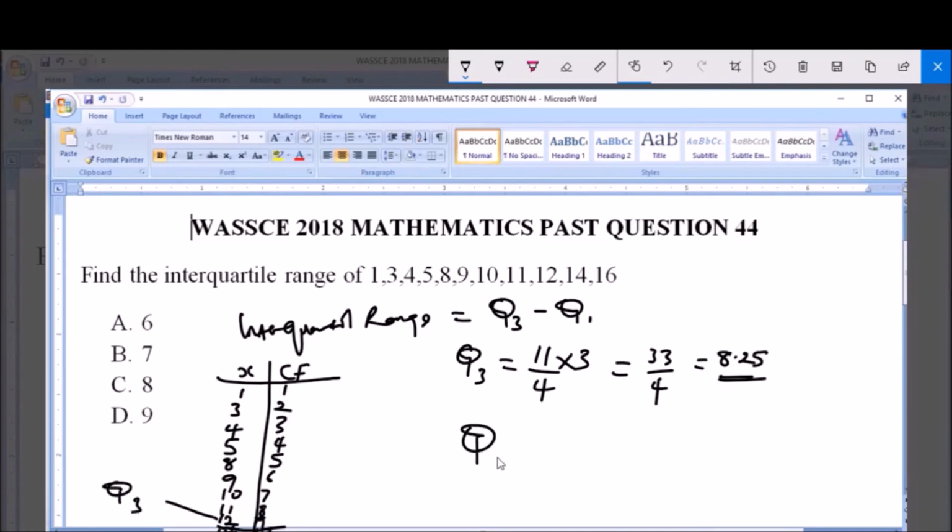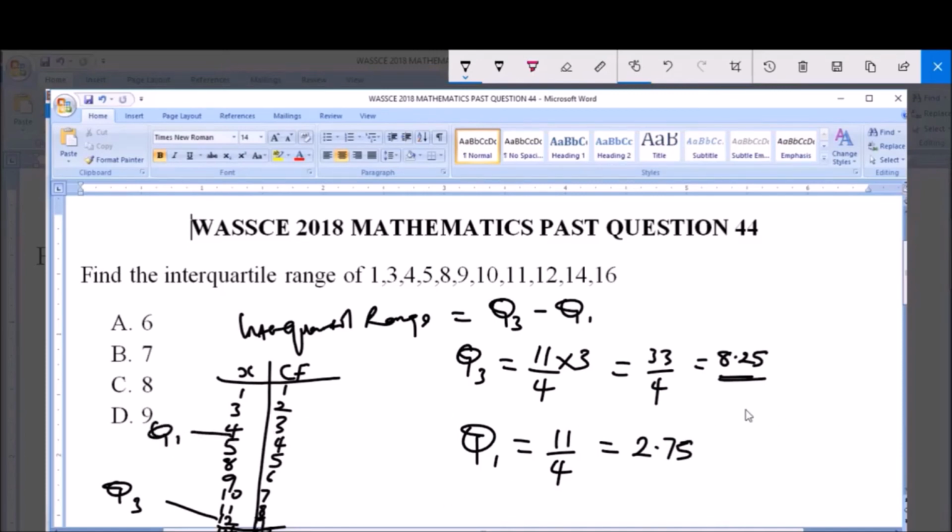Now same thing too we'll do for Q1. Q1 now will be equal to 11 all over 4. Now multiply by 1, but that will be equal to 2.75. Now when you do this, we look at the number here where we can get 2.75. Now looking at this, we have 2 to 3, but then the next number after 2 is 3, and 2.75 can be found in this 3. So we can say the first quartile Q1 is 4.